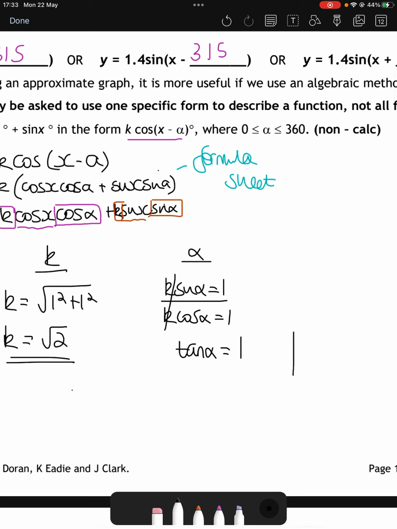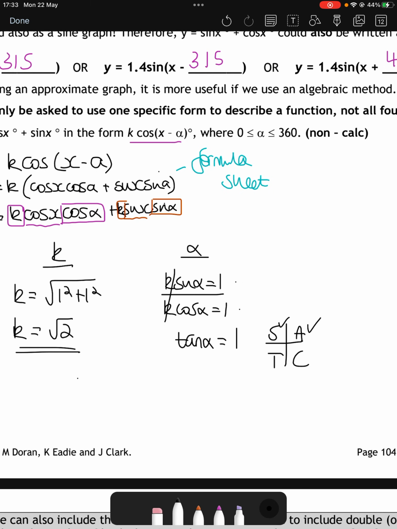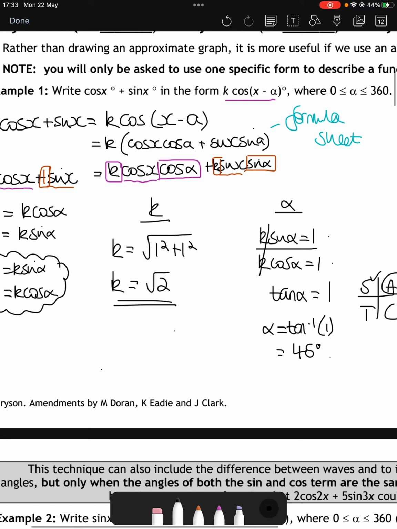Now, like in normal trig, we have to know what quadrant we're working in. So we're going to take these two, and obviously they're both positive. So sine is positive and cos is positive. So we're just dealing with the first quadrant. So alpha is tan to the minus 1 of 1, which we know is 45 degrees. So therefore, cos x plus sine x, like we proved earlier, is root 2 cos of x minus 45. Now root 2 is roughly 1.4, but we leave it as root 2.